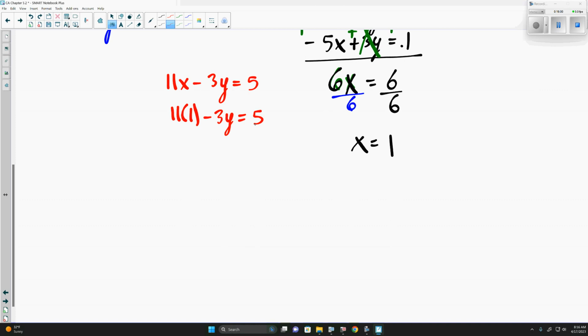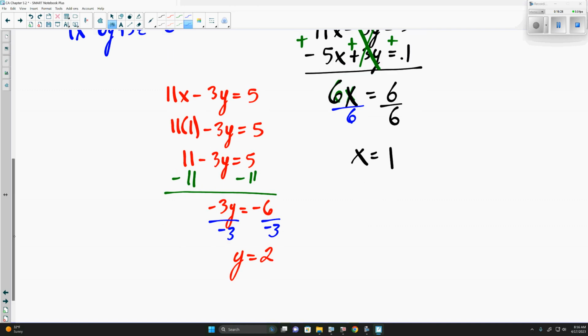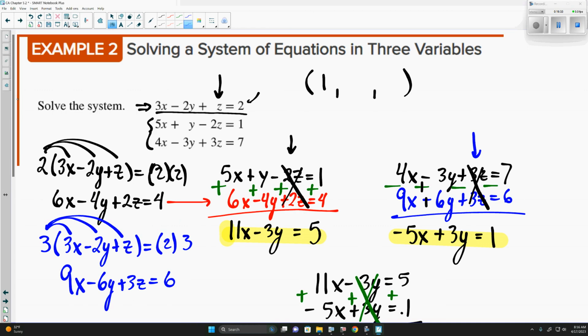Then we can solve. Well, 11 times 1 is 11. Minus 3y is equal to 5. Minus 11 from both sides, telling us negative 3y is equal to negative 6. At this point here, we can divide both sides by negative 3, telling us y is 2. Come back up here, plug it in.